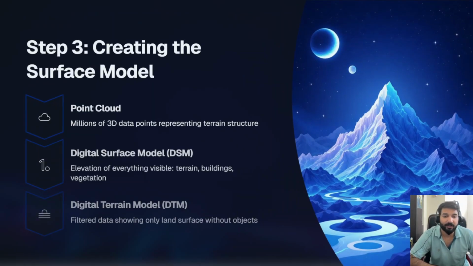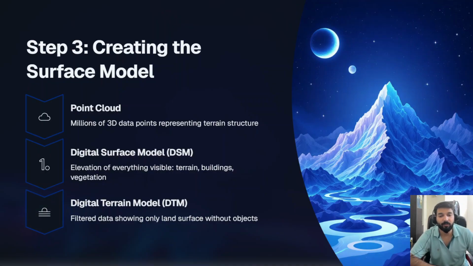Step 3. Creating the surface model. After the point cloud is generated, the software converts the point cloud into a digital surface model. The DSM represents the elevation of everything visible in the survey area, including terrain, buildings, and vegetation. If the goal is to model only the land surface, the data can be filtered to create a digital terrain model, also known as DTM, that removes objects such as trees and structures.